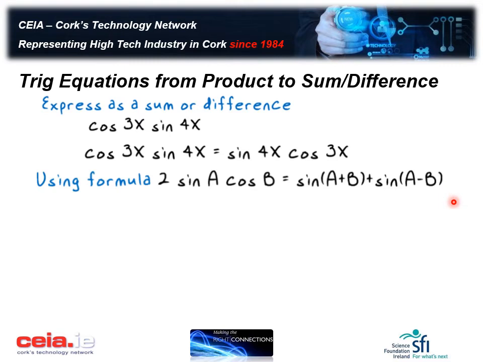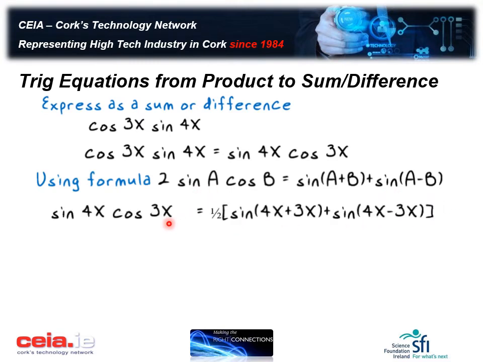With quite little effort, just taking a minute or two to think, what am I being asked, and going to my maths tables. Okay, now that I've identified the correct equation to use, it's just a matter of filling in for A and B. Okay, so in this case, A is 4x and B is 3x.